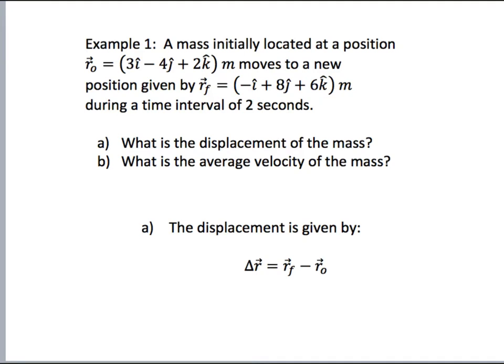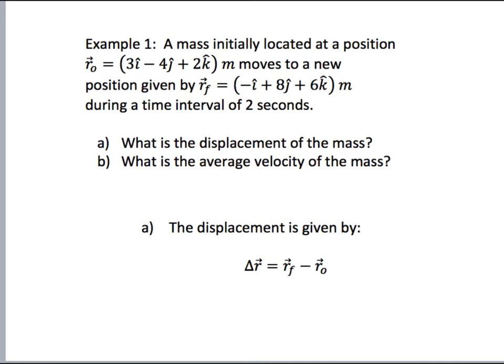So let's look at an example now. We have this example. A mass is initially located at a position r0. 0 is sometimes used for the initial position of something. It stands for the position of it at t equal to 0. That's why it's often used for initial position. So my initial position vector here is 3 in the i hat direction, minus 4 in the j hat direction, plus 2 in the k hat direction.